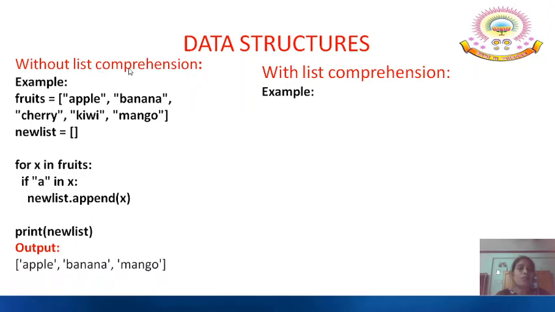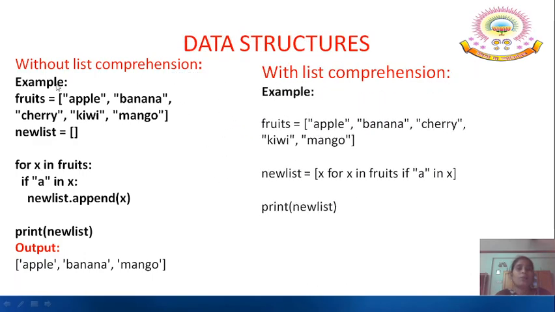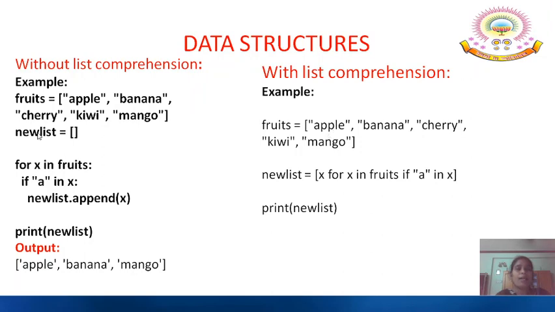So I have not used list comprehension here. I am writing a for loop, and inside that I am writing an if condition. And how can I do this with comprehension? The same fruits list I have taken, and I am creating the new list by using x for x in fruits if a in x. So I am taking x, meaning every element, and also checking in these fruits if a is in x, then I am going to put that into the list. So you will be getting the same answer as you got here.